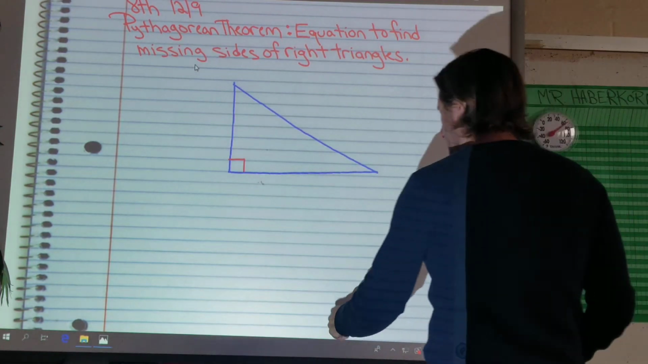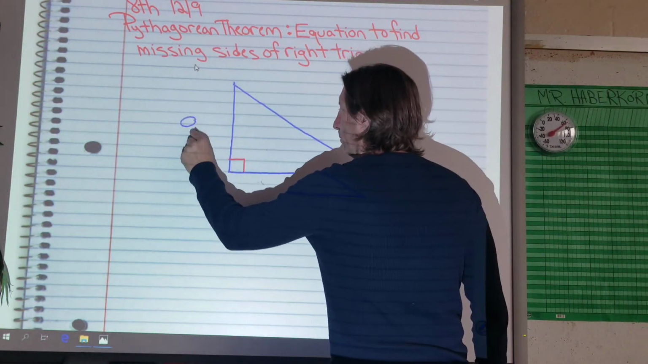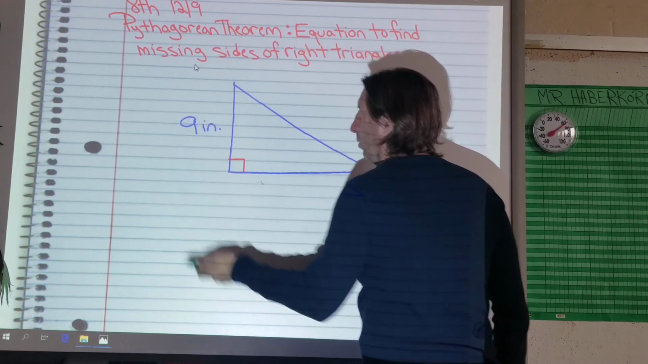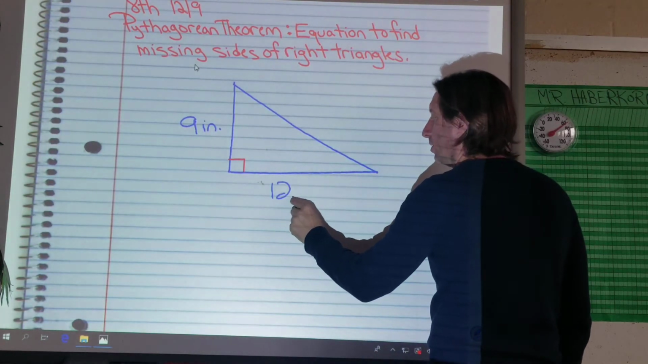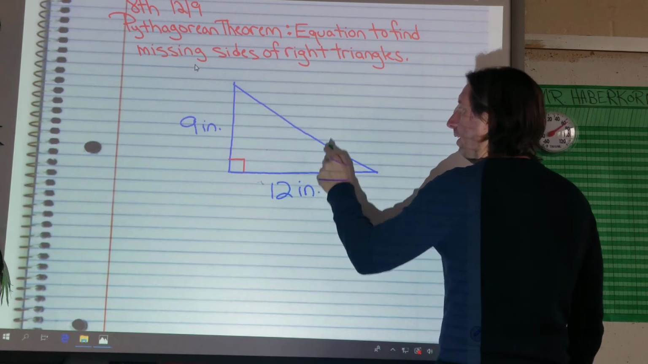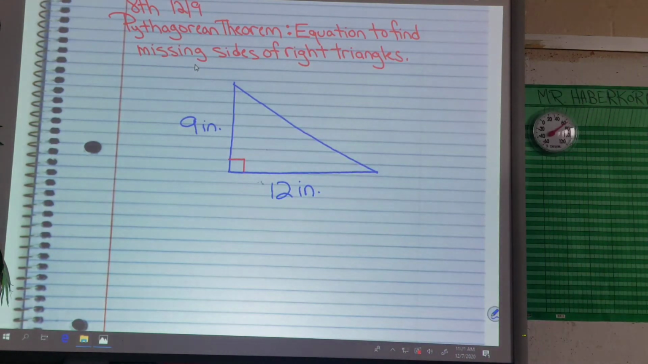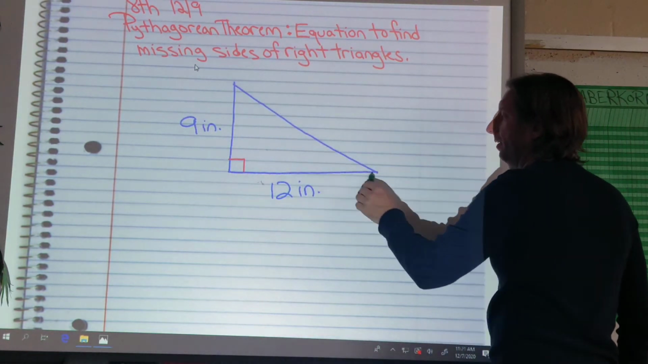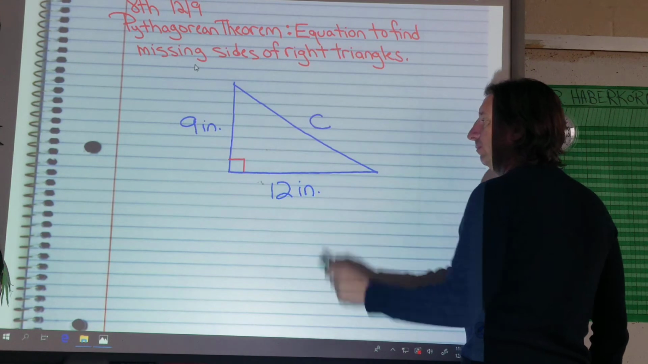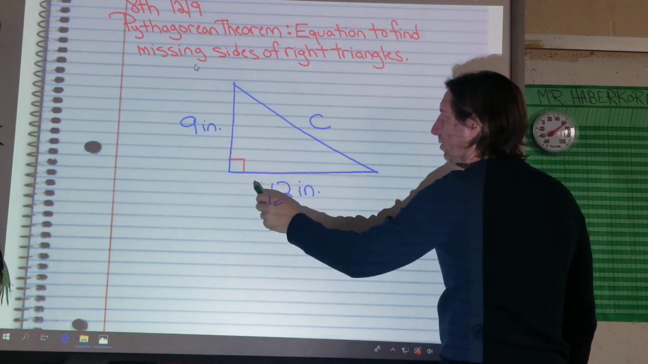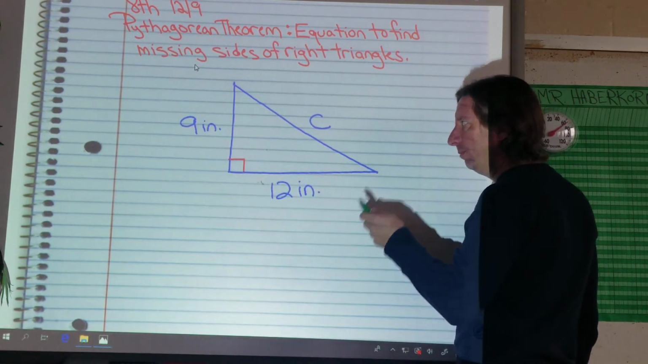We're going to say that this side is 9 inches long, and we're going to say that this side is 12 inches long. And we're going to find the missing side, right? And we know that the missing side is our hypotenuse. It's the longer side, right? So I'm going to put a C here. So we know these sides are A and B. Those are your legs, right? Remember from the picture?